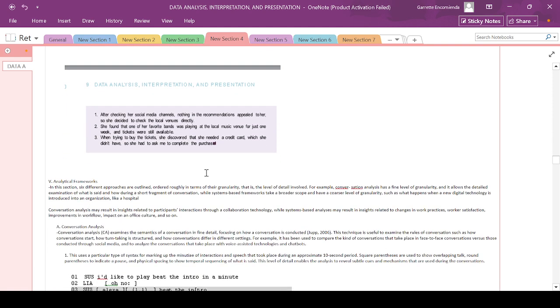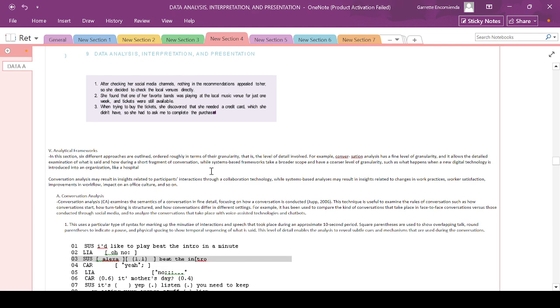After checking her social media channels, nothing recommended appealed to her, so she decided to check the local avenues directly. She found that one of her favorite bands was playing at the local music venue for just one week, and tickets were still available. When trying to buy the tickets, she discovered that she needed a credit card, which she didn't have, so she had to ask me to complete the purchase.